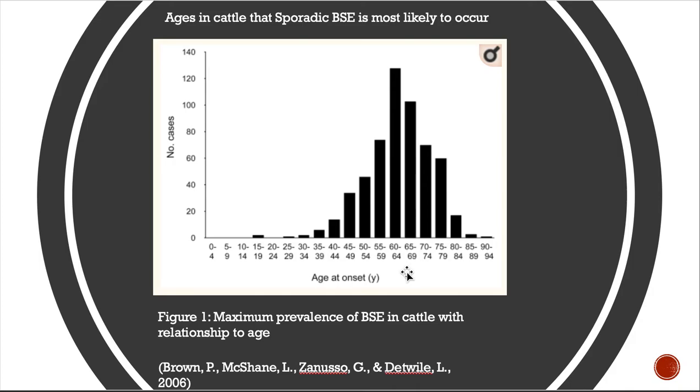And the highest number of cases that were recorded were between the ages of 60 to 64. So like I stated earlier, the younger that the cattle is, the less likely it is to acquire BSE. But as it gets older, it becomes more susceptible to getting infected with BSE.